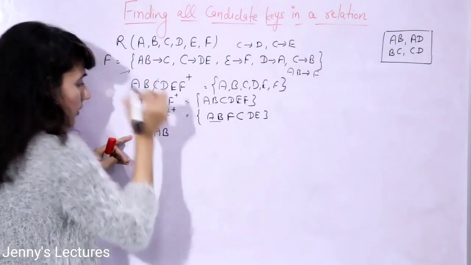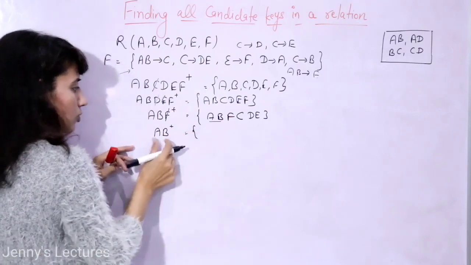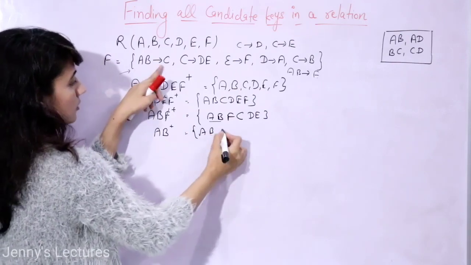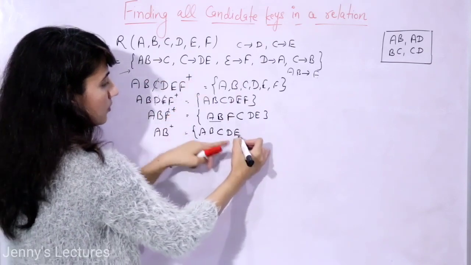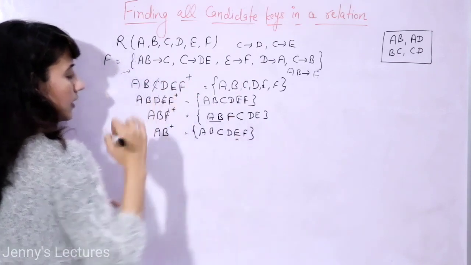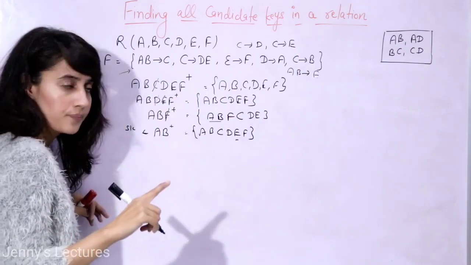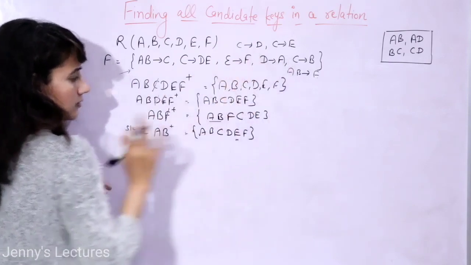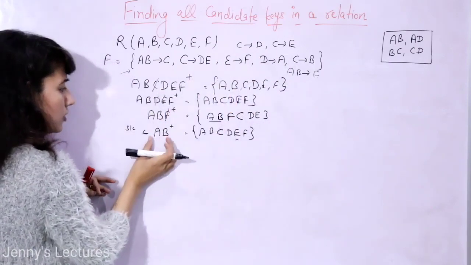Now we are left with AB only, right? You can check out the closure. Closure of this will contain all the attributes. AB determines C, so I can write down C. C will determine DE, I can write down DE. E will determine F. I have E, so this will determine F, right? So AB is still a super key. Fine. Now you cannot discard anything, right? You can check out the functional dependency. Now you cannot discard anything.